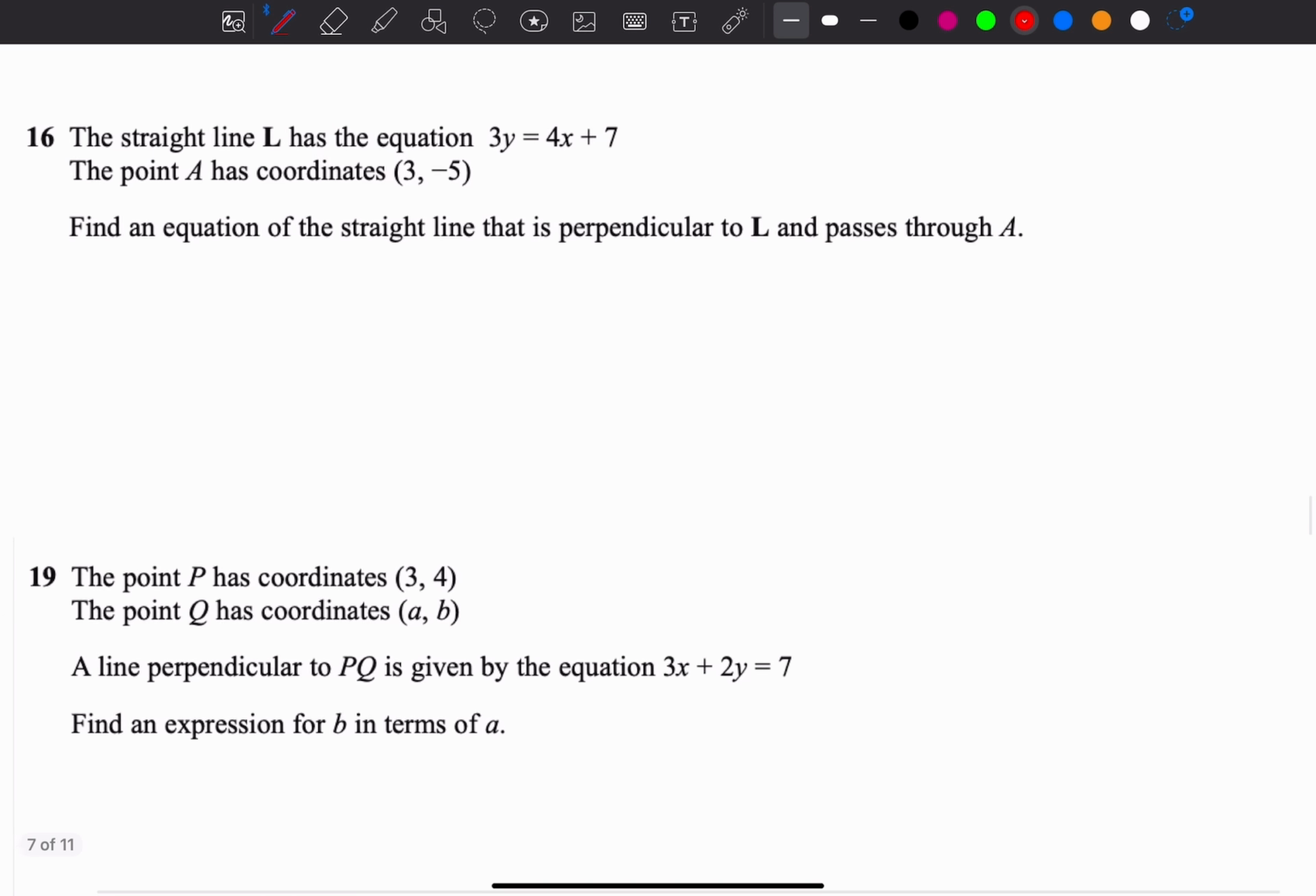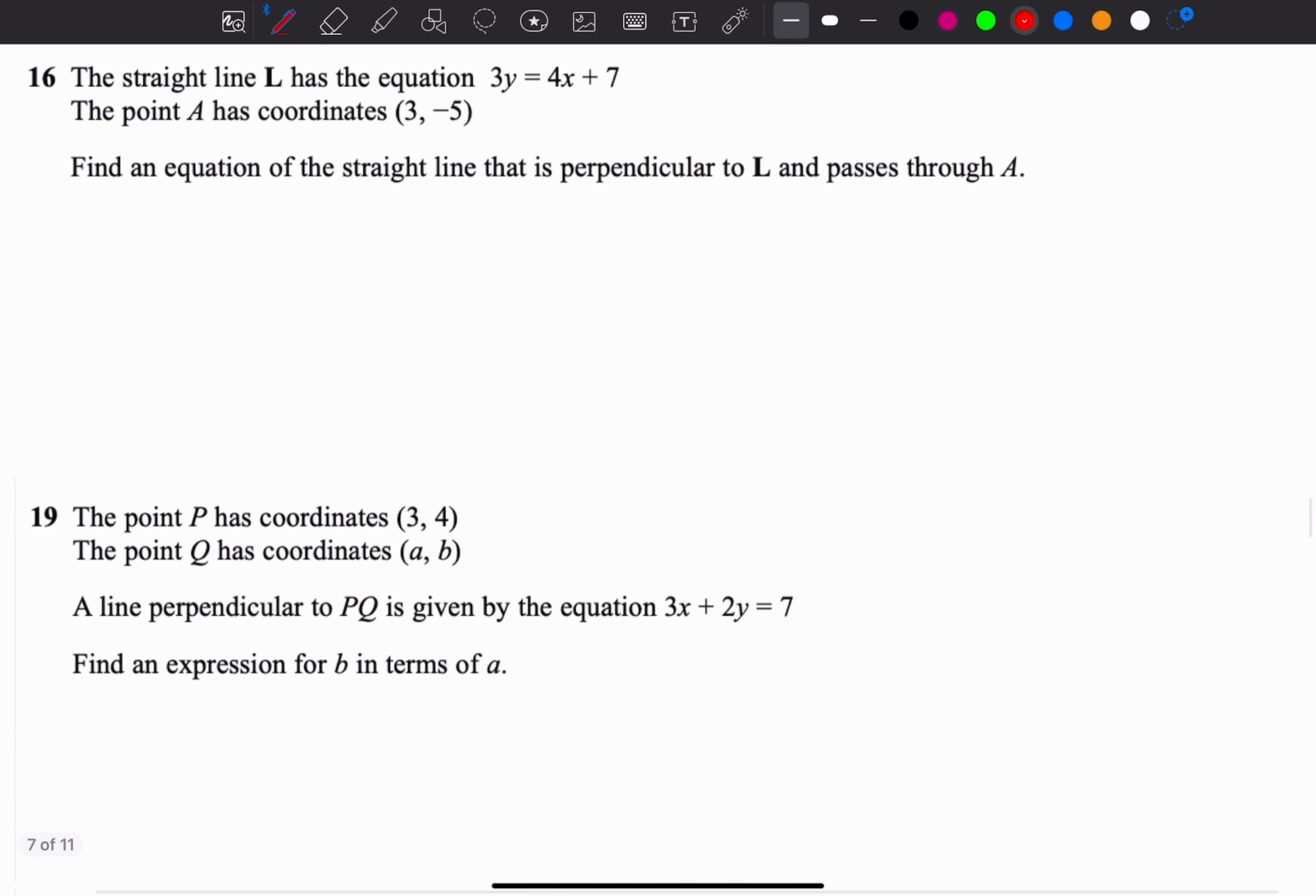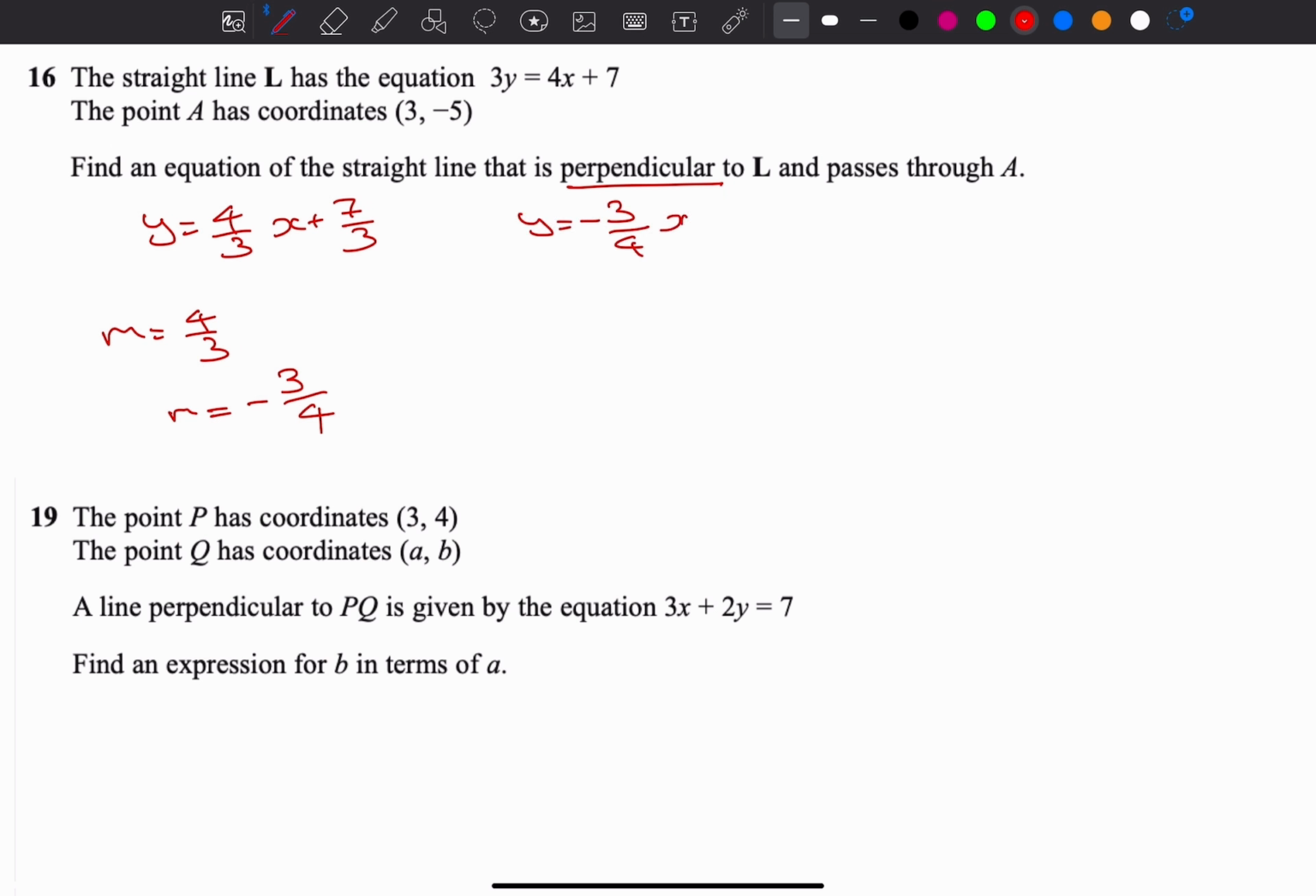Okay, next one. The straight line has an equation of 3y. Make y the subject. Y equals 4 over 3x plus 7 over 3. The gradient of this is 4 over 3, but they want parallel or perpendicular? Perpendicular. So switch the sign. Plus becomes minus. 4 over 3 becomes 3 over 4. Y equals minus 3 over 4x plus c.